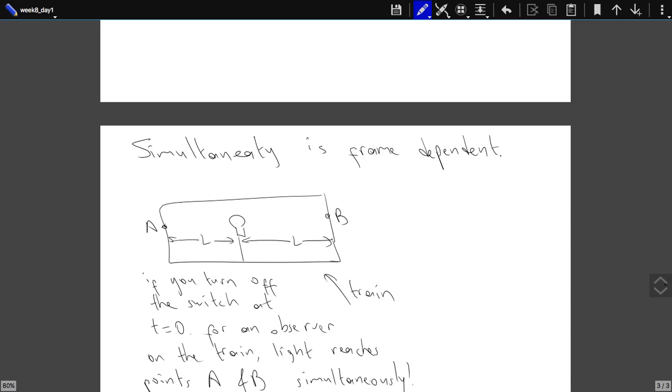So for this observer, after all those corrections are made, event A and event B, that is the light reaching the point A and the light reaching the point B, they occur at the same time.